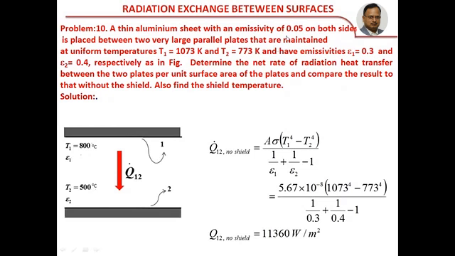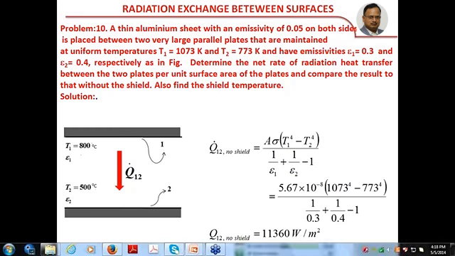Generally, the radiation shields are of reflective nature. Rho is very high. Rho is equal to 1 minus alpha, or alpha is equal to 1 minus rho. Because rho is very high, highly reflective, alpha, absorptivity, is very low. For a gray body, absorptivity is equal to emissivity, hence a radiation shield will have low emissivity. Let us consider 0.05. So when there is no shield, the formula is sigma A (T1^4 minus T2^4) by (1/E1 plus 1/E2 minus 1).